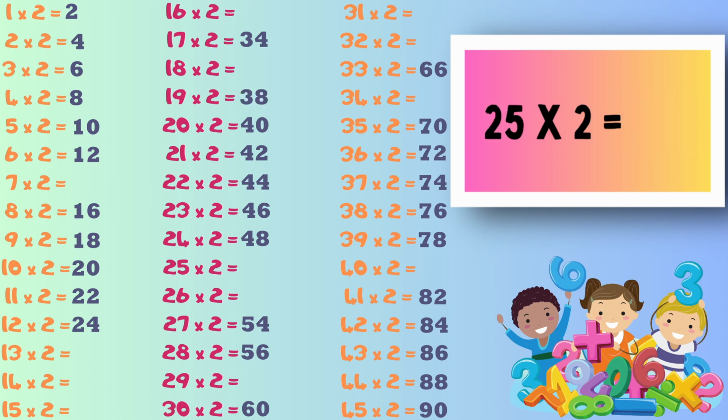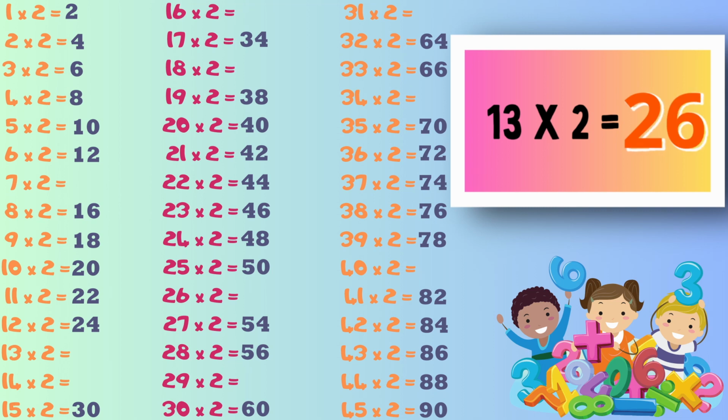Our next sum, it's 25 times 2, and this equals 50. Next up, it's 15 times 2, and this makes 30. Next up is 32 times 2, and this makes 64. Now we have 13 times 2, which equals 26.